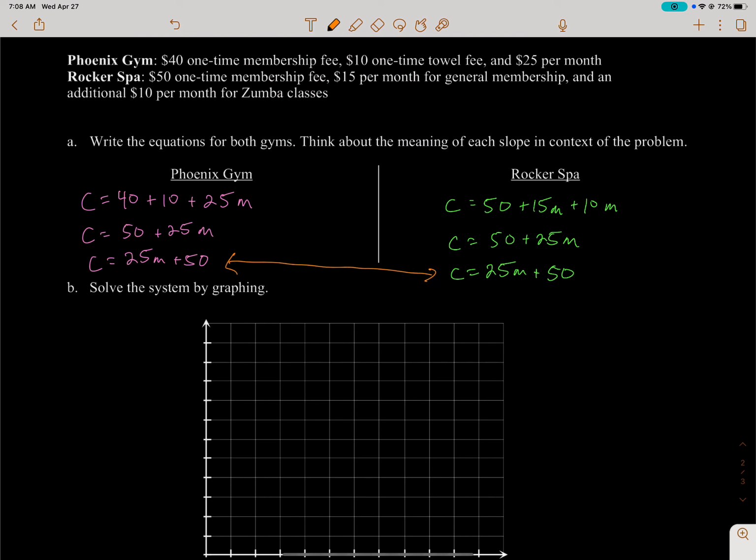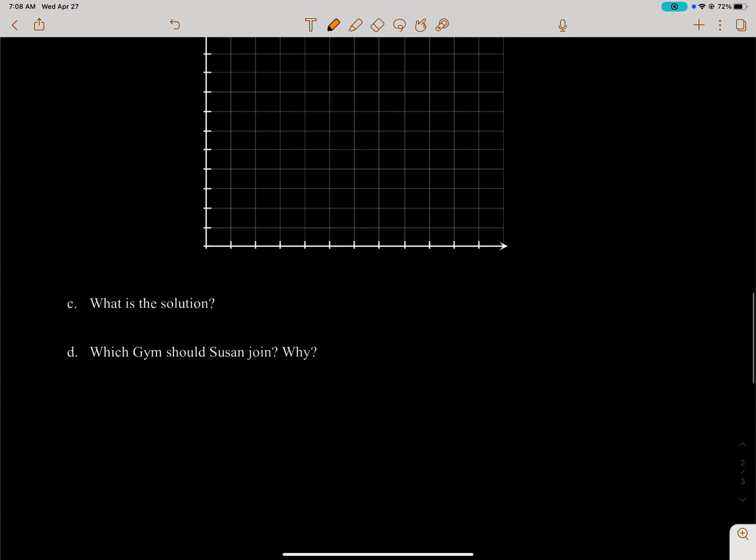So what we notice before we start graphing right away is that these two are the exact same equation once you simplify them. That means they're going to be the same line, which means we don't really need to graph it to solve it. We know that there's going to be infinitely many solutions. The gym is always going to cost the same amount all the time.